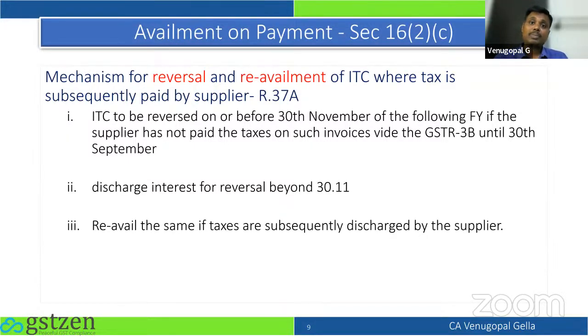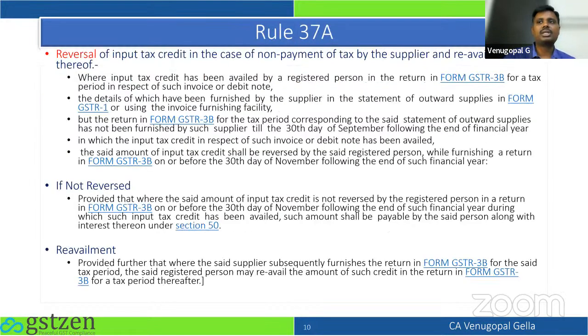What happens if the supplier files and pays the taxes subsequently? Thankfully, in this case, they did not use the word GSTR 3B. But how will you know if they are paying through DRC 03? Second question, but they're saying re-avail the same if the same is subsequently discharged by the supplier. So actually, this is the verbatim reproduction of the rule. Now, here is one point which I want to highlight. Let's again look at it.